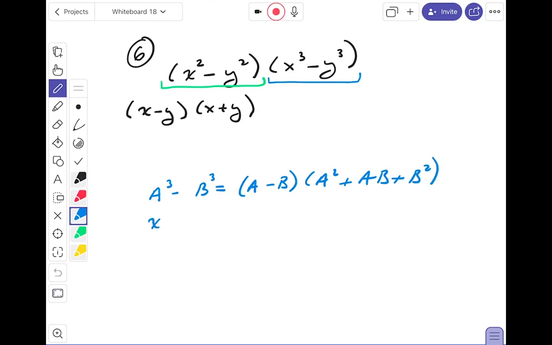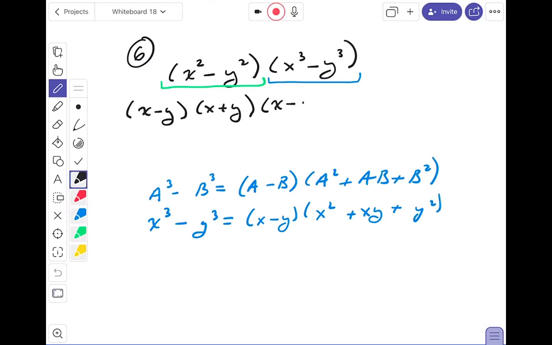So what am I saying? X cubed minus y cubed. So the a is x, the b is y. So what do I get? X minus y, x squared plus xy plus b squared. Well, b is y in this case, so y squared. So I'm ready to write that down. X minus y times x squared plus xy plus y squared.